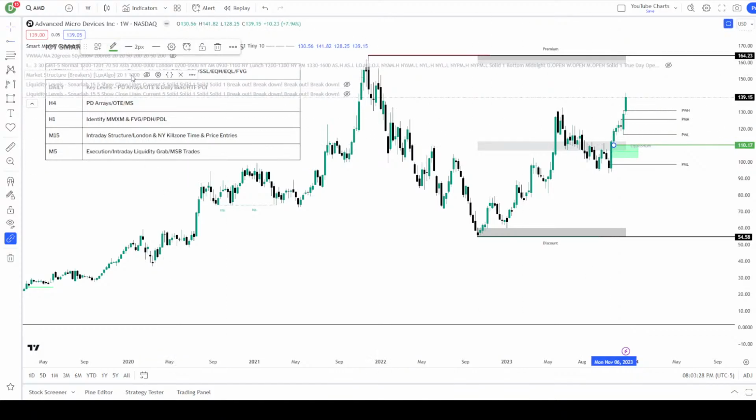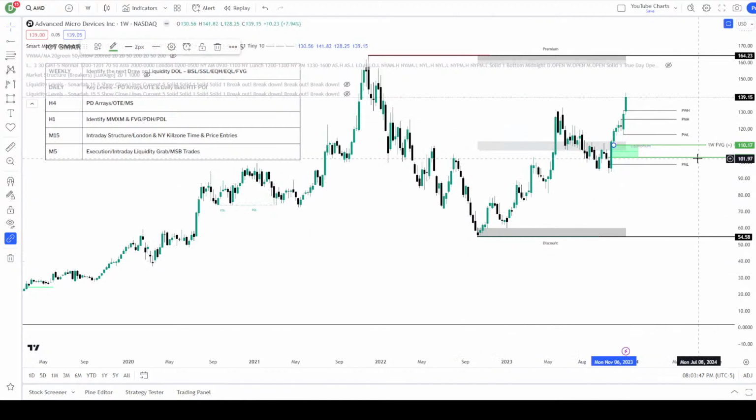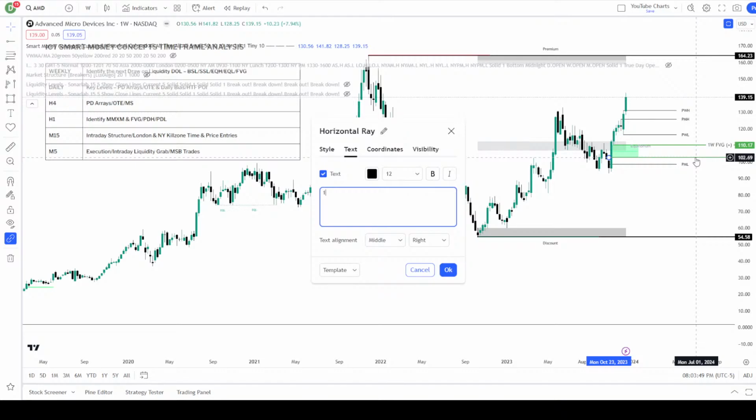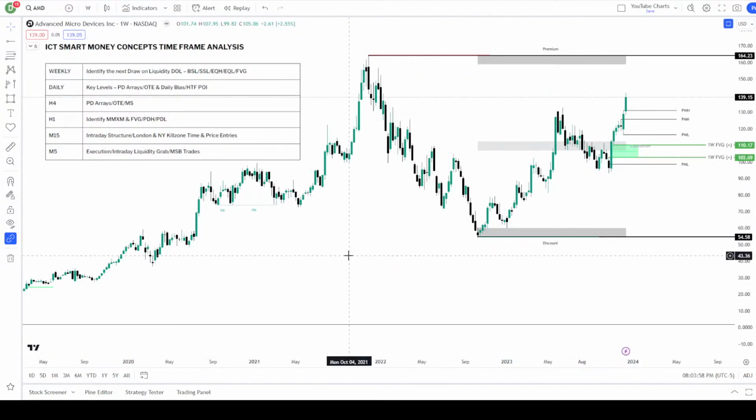Some of you guys are like, oh, which fair value gap do I pick? Which one's the most important? Sometimes the indicator will know, and it'll give you a better indication if you don't know which one to pick, because sometimes there are lots of fair value gaps in there. So we'll throw that one in. We'll put 1W fair value gap, and it's bullish, so that's a plus symbol. Right? 1W fair value gap with a plus symbol. All right, so we've got that one.